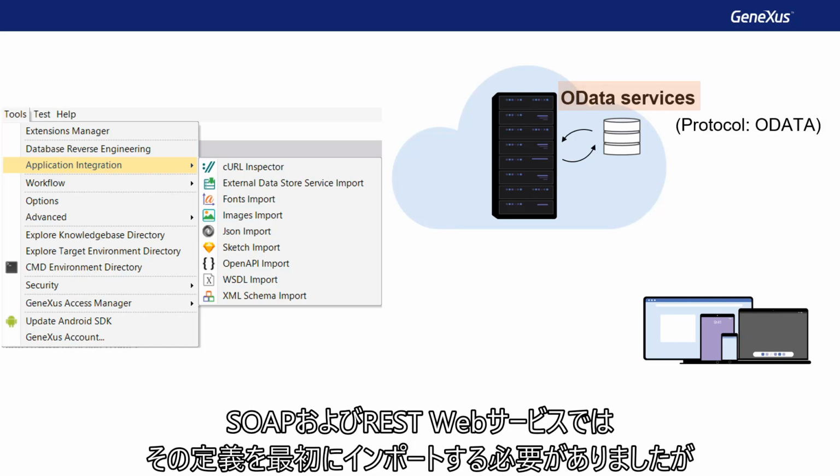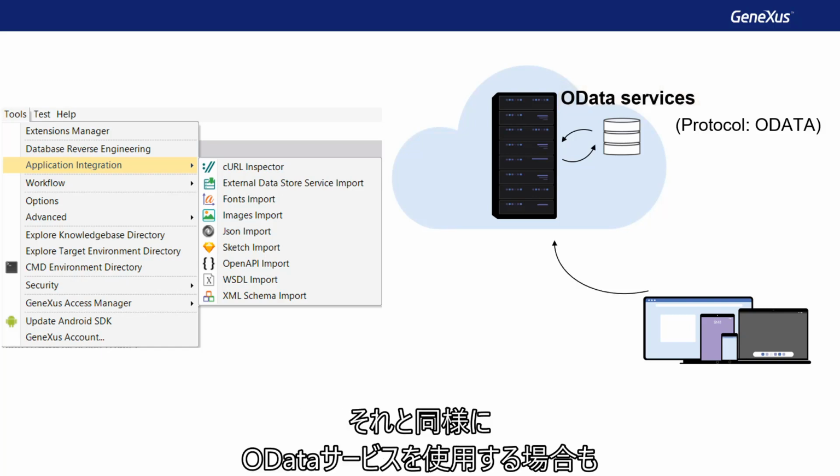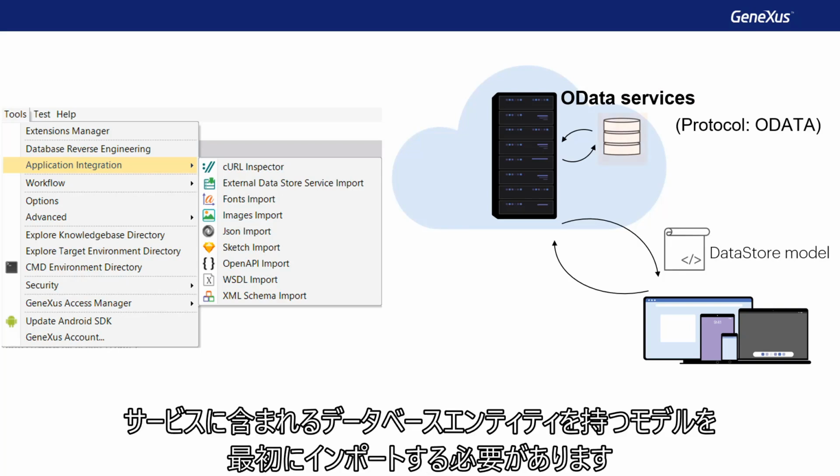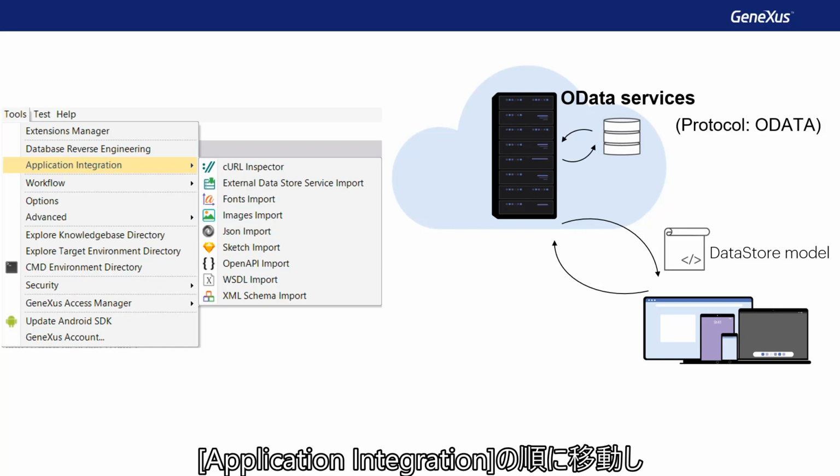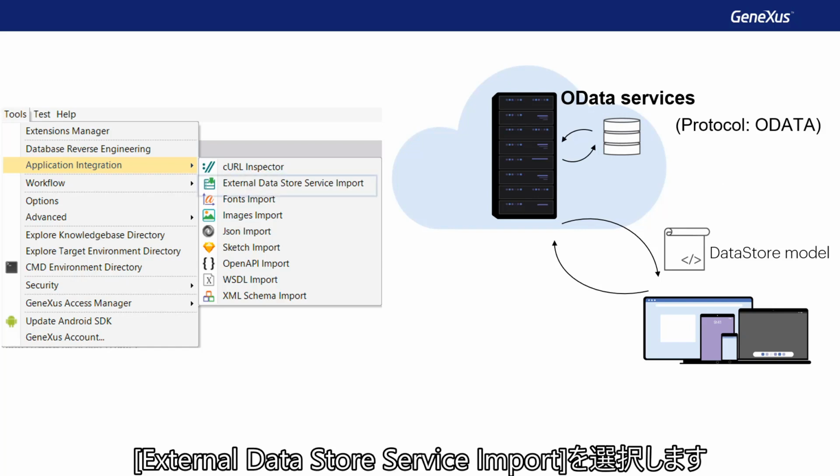Just as for a SOAP or a REST web service, its definition had to be imported first. In order to consume an OData service, we must first import the model with the database entities included in the service. To do so, we go to Tools, Application Integration, and select External Data Store Service Import.